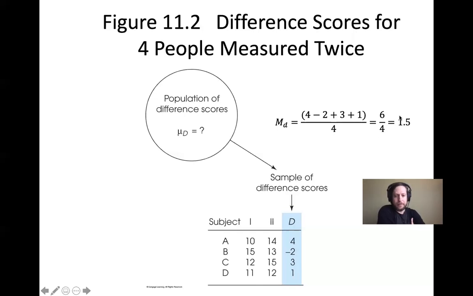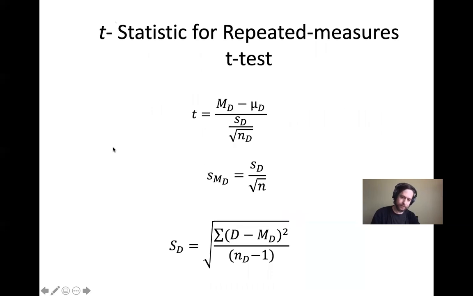Any questions or comments about how to calculate difference scores and the sample mean difference score? All right, moving on.